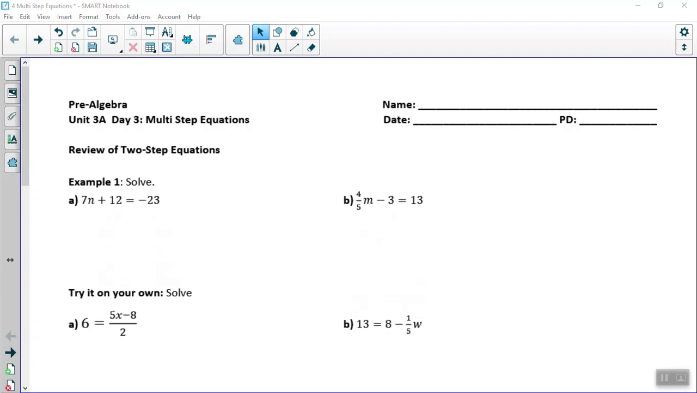Hi everyone, today we'll be talking about solving multi-step equations. First, let's just do a quick review of how to solve a two-step equation. This is something that you guys learned last year in 7th grade.